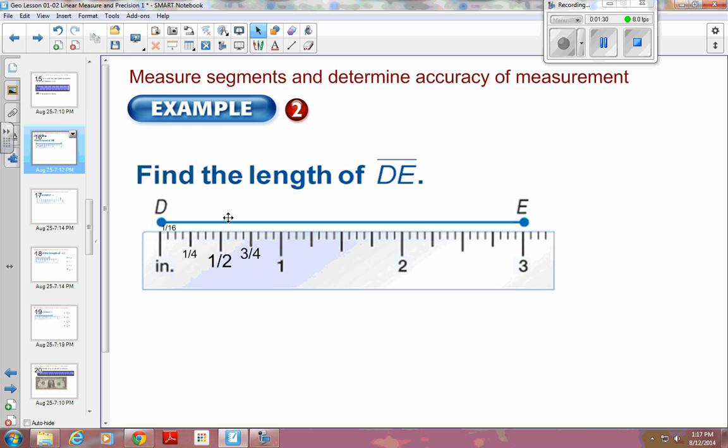So you need to know how to use your ruler and what all of the little lines mean. Anyway, back to measuring the length of DE. DE looks like it lines up. This is on my 0, so this is on my 3, so it is 3 inches. Pretty easy on that one.